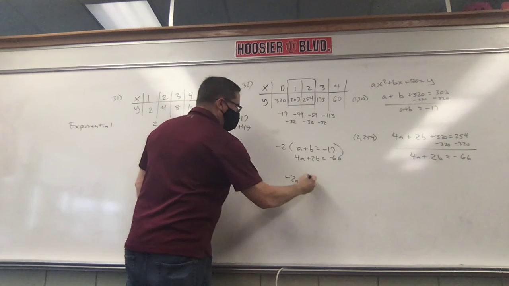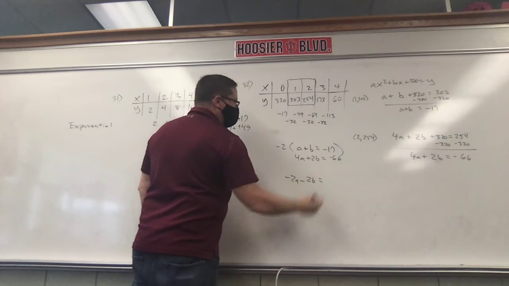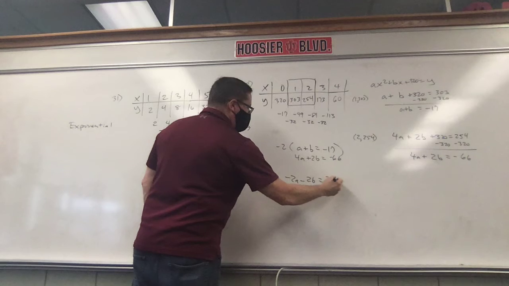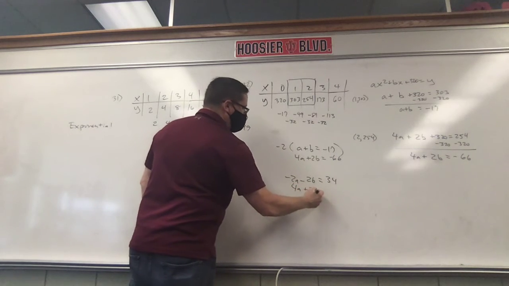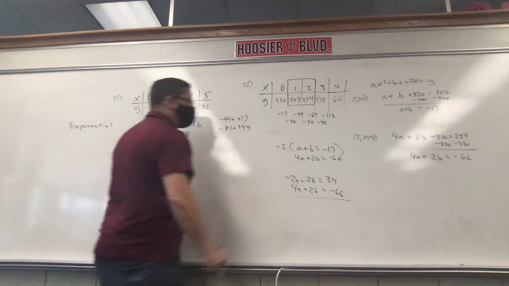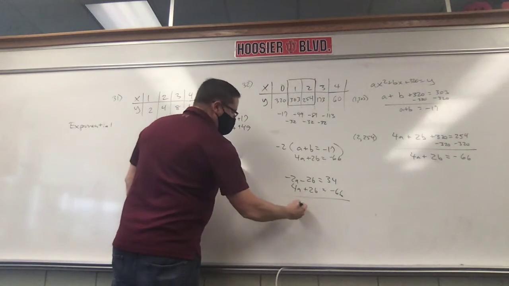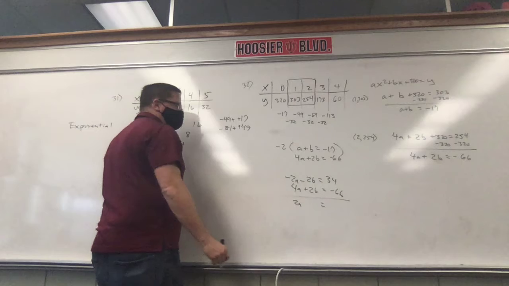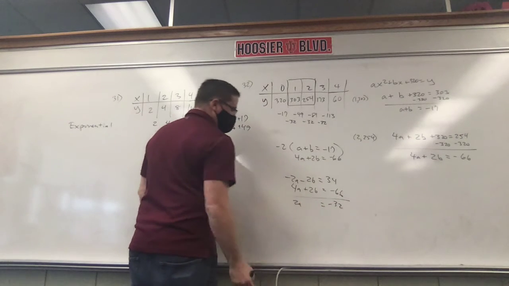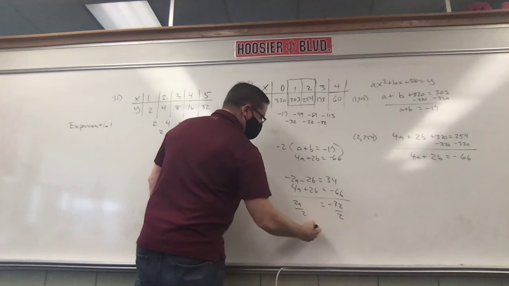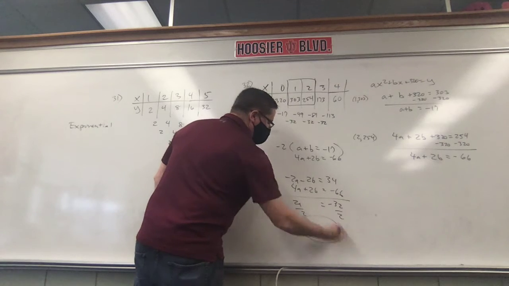Negative 2a, negative 2b, negative 2 times negative 17 is positive 34. 4a plus 2b is negative 66. The a's add up to 2a, the b's are gone. 34 and negative 66 is negative 32. Divide by 2. a is negative 16.